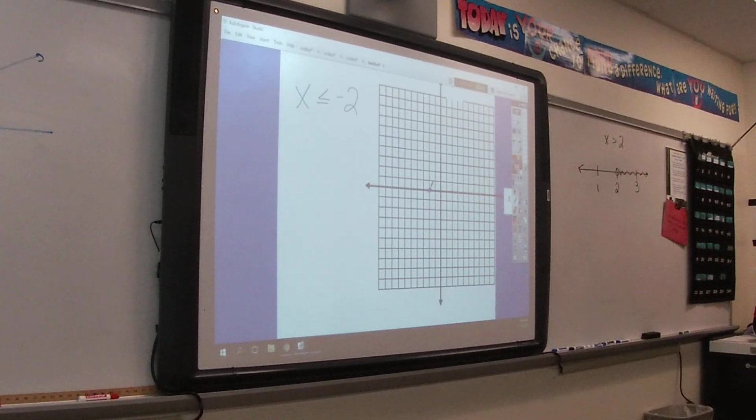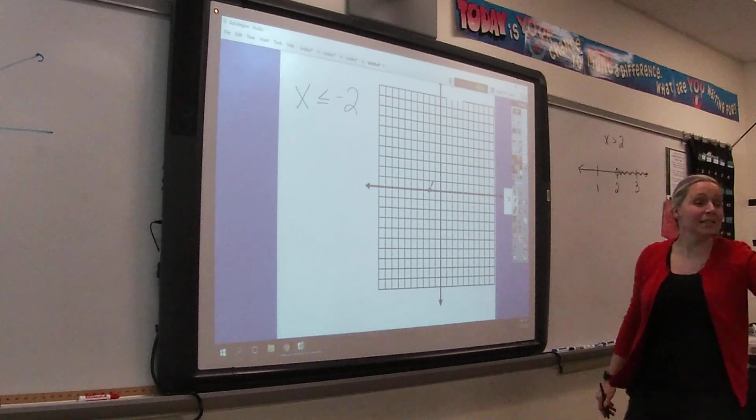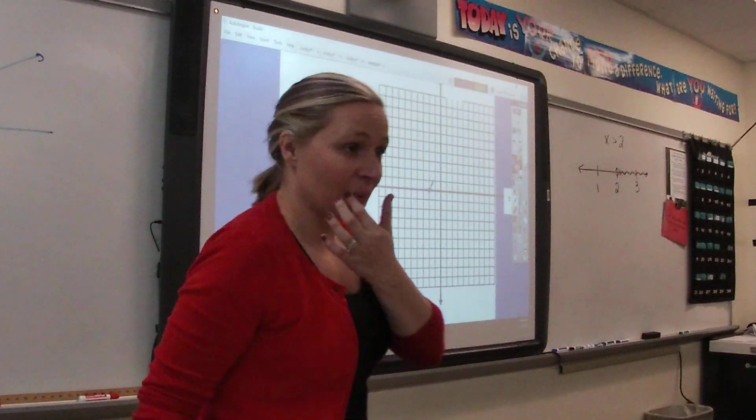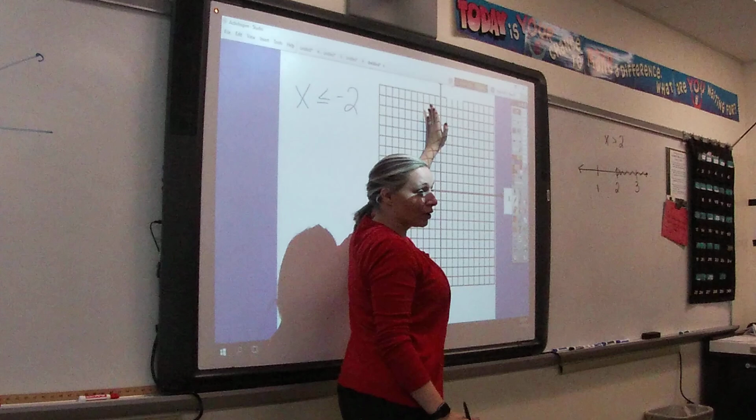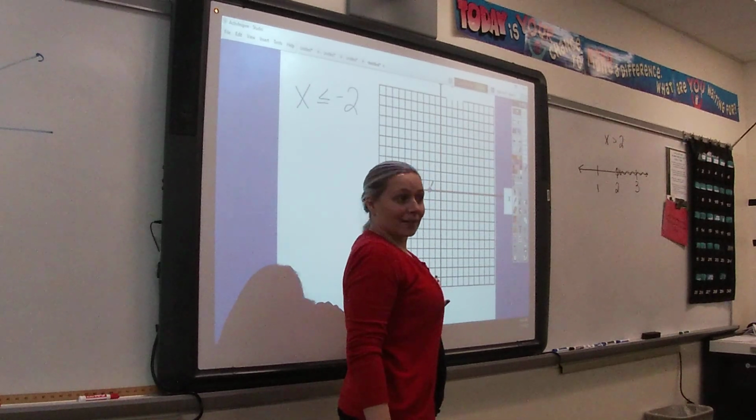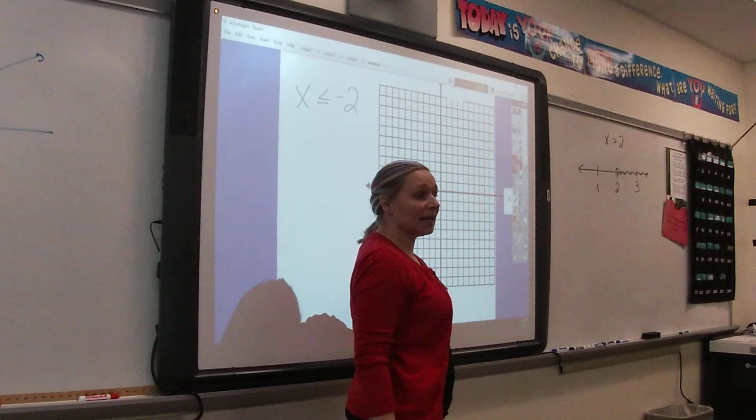What is the y-intercept on this one? Nothing. It's undefined. There's no y-intercept. So if we want to graph a line that does not touch the y-axis, we need a vertical line. It's just straight up and down because it can't touch the y-axis.